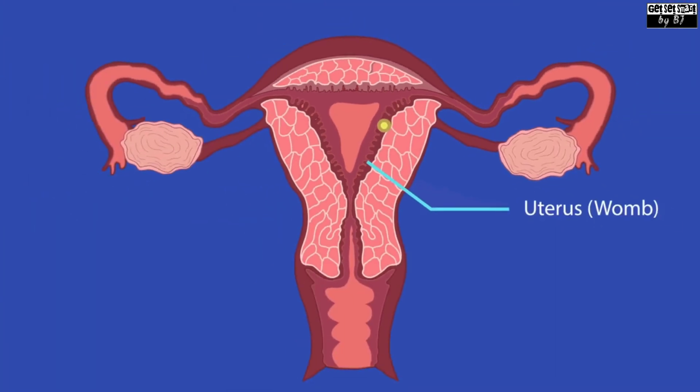Reaching the uterus, the cluster of cells will settle into the lining of the uterus. If the egg is not fertilized, it will leave the uterus along with the lining and the menstrual period will occur.